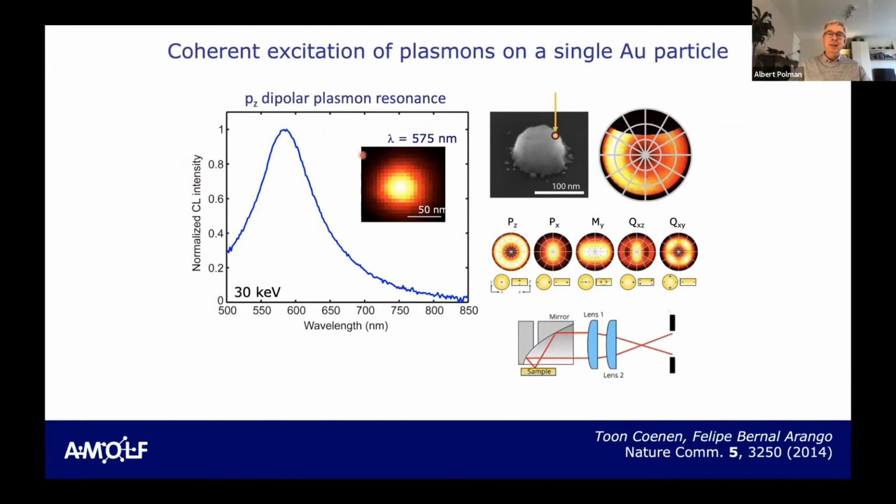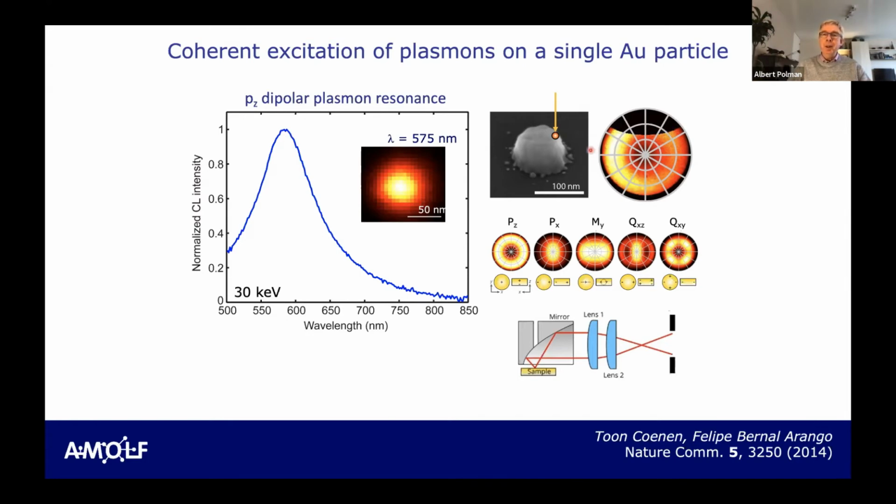So here we take a gold nanoparticle, here 50 nanometer diameter, we put the electron beam on here, and this is the spectrum. So here you directly see the radiation from this single dipole moment that is coherently excited by the electron beam. Very strong cathode luminescence coming out.